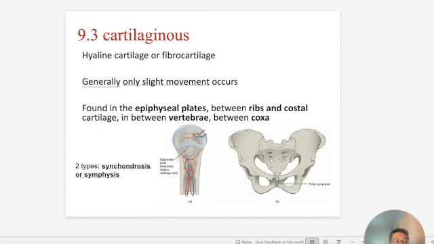Okay, now moving on to cartilaginous joints. There are two types of cartilaginous joints. Here it is: synchondrosis and symphysis. Synchondrosis are, let me see if they have another picture.